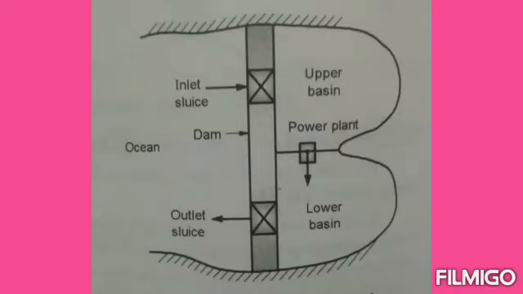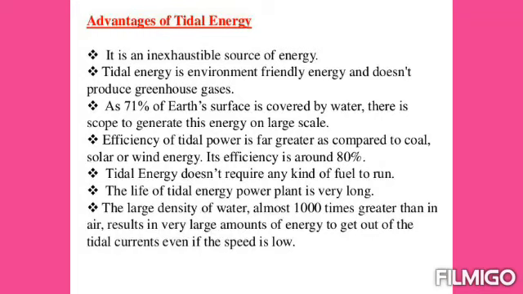Then what are the different advantages of tidal energy? It is an inexhaustible source of energy, it is environment friendly, and it does not produce any greenhouse gases. We know that 70 to 71% of the earth's surface is covered by water, so there is scope to generate a large amount of energy using tidal power plants. The efficiency is around 80%, which is more than conventional power plants. Tidal energy does not require any fuel to run. The life of a tidal power plant is very long. These are some advantages of the power plant.